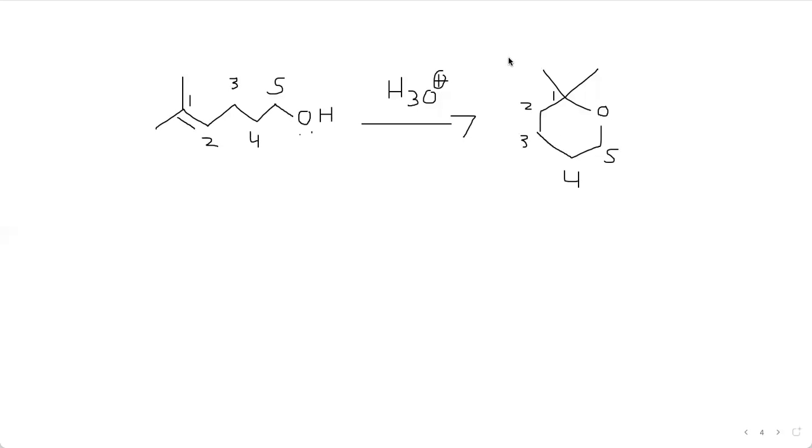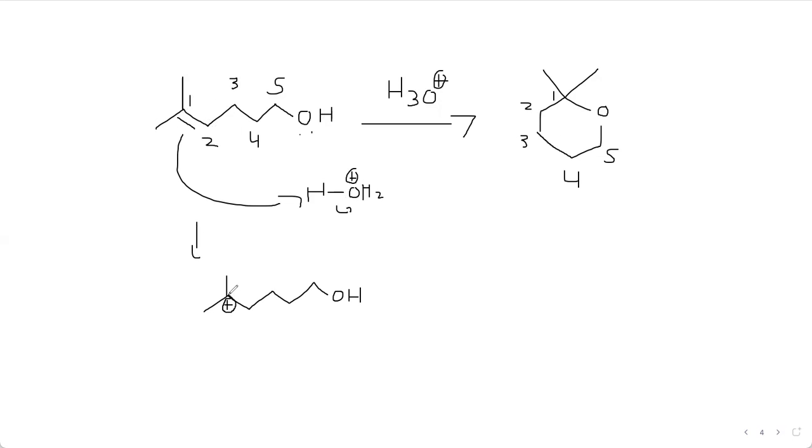So first things first, though, is that I'm getting rid of a double bond. How do I even do that? Well, remember, I have a double bond in acid. The first step is most likely going to be the double bond attacking the hydrogen. I have H3O plus in acid, so I'm going to get a carbocation. So where's my carbocation going to form? Naturally, we want the carbocation to form tertiary.